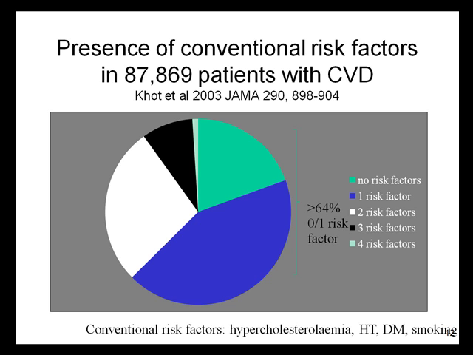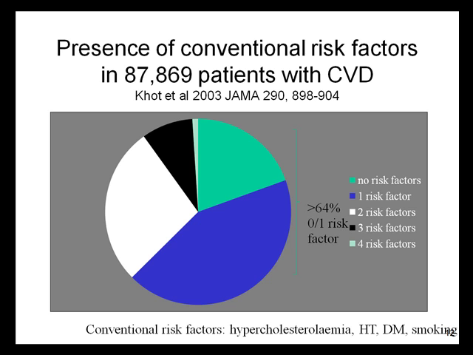Here's an example from Cote et al. from the Journal of the American Medical Association, in which they looked at the presence of conventional risk factors in over 87,000 patients with cardiovascular disease. And what they found is that the vast majority of patients who had cardiovascular disease had at least one risk factor. Almost 80% of them had one risk factor.